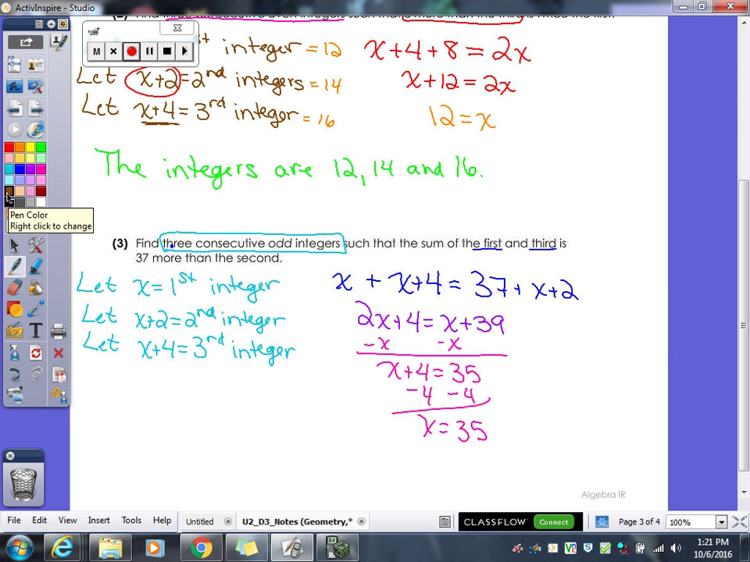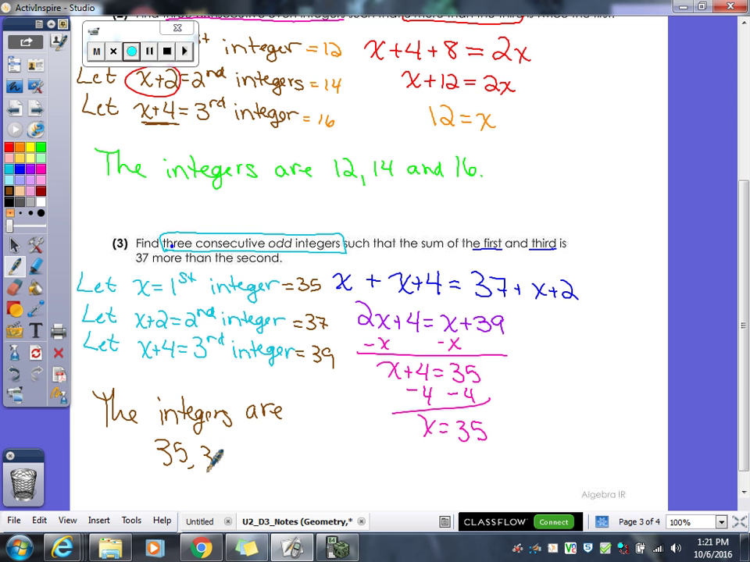So that means our first integer is 35. What's our second integer? 37 and then 39. So you just need your sentence. The integers are 35, 37, and 39.